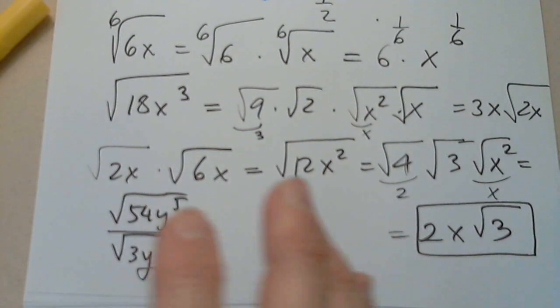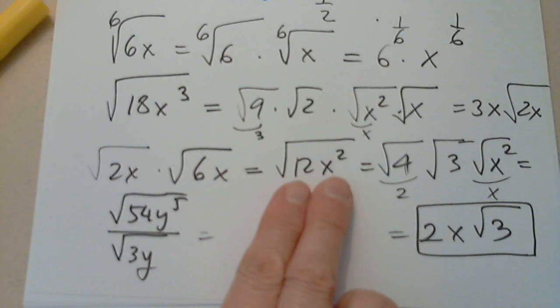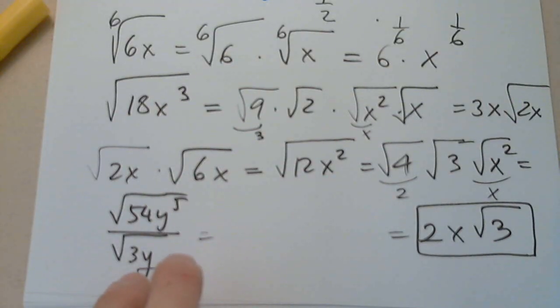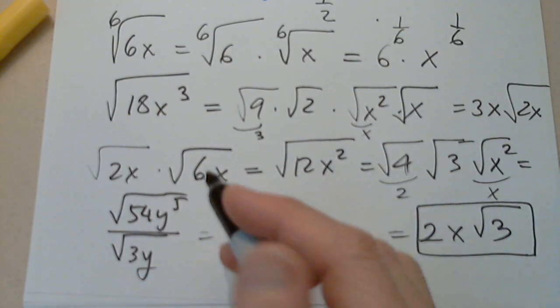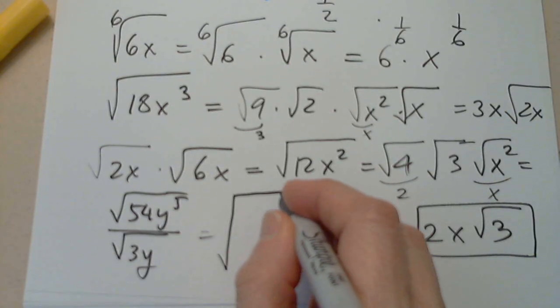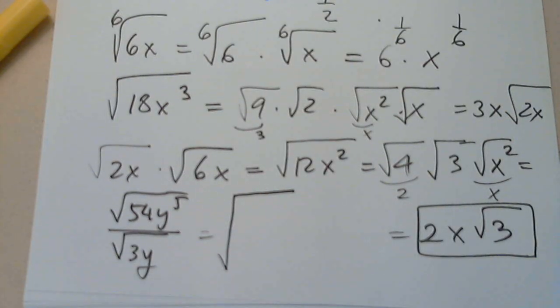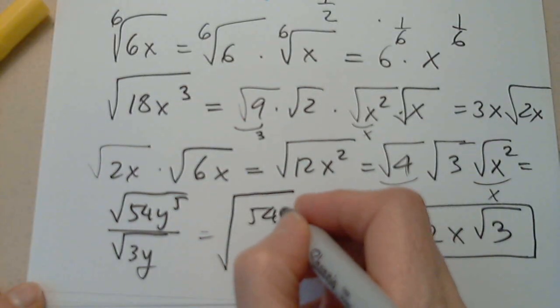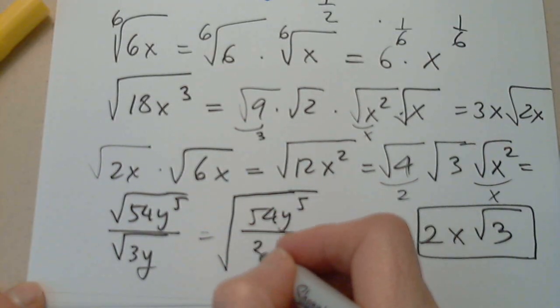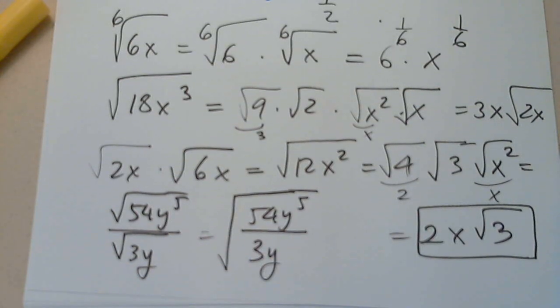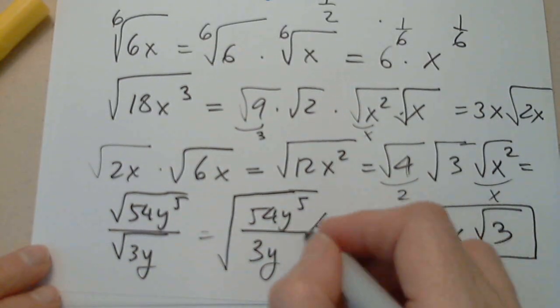Good. Like I did here, under one radical, I have to do the same thing here. So I'm going backwards, writing it under one radical, because it's the same radical. So I have 54y to the 5th, everything over 3y. That's the first step. I'm going to move on to the next page.